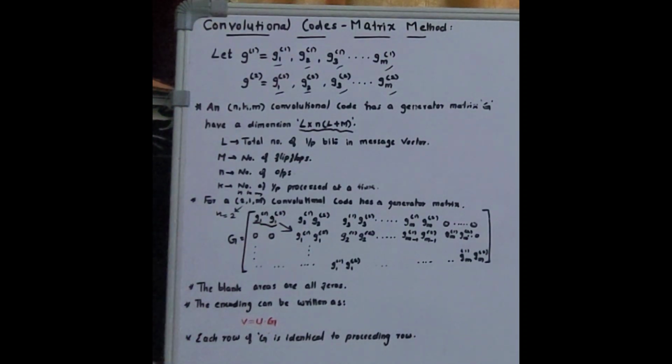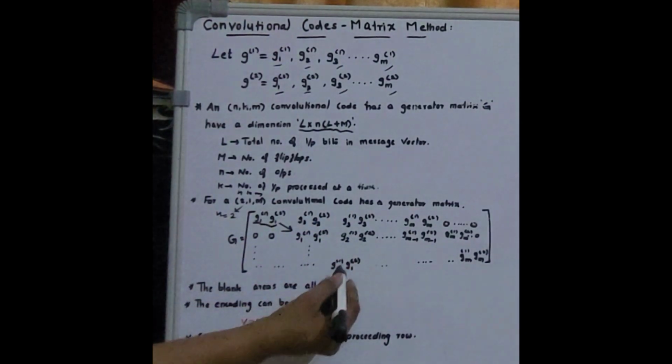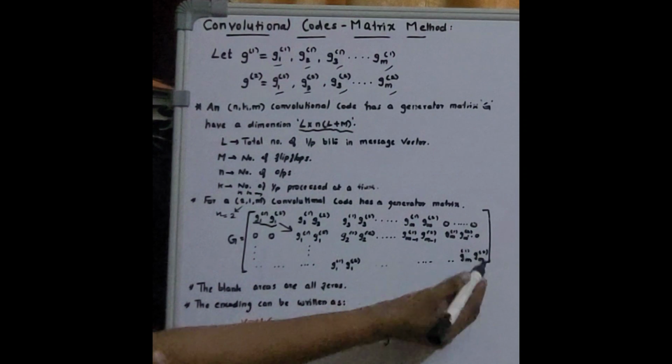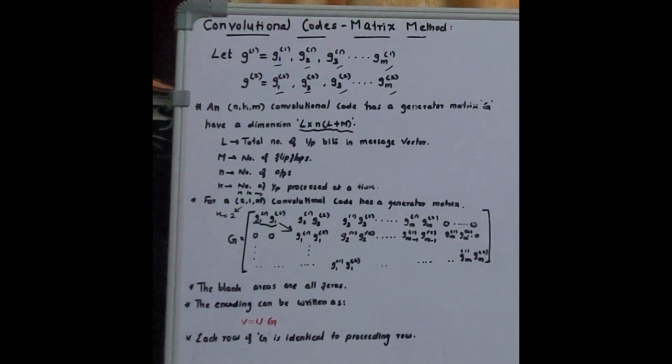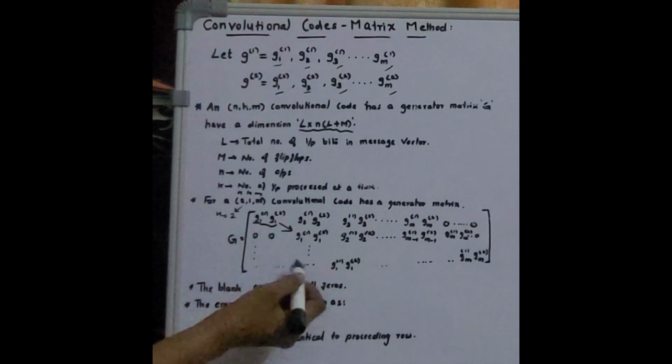After shifting L times, where L is the number of rows, we get G11, G12, etc. to GM1, GM2. This is how a generator matrix is created for a convolutional code. We consider only the generator sequences for two outputs, G11, G12, G21, G22. We first write the first row by considering G1 and G2, and all the other rows are shifted versions of the first row. The blank areas are all zeros.